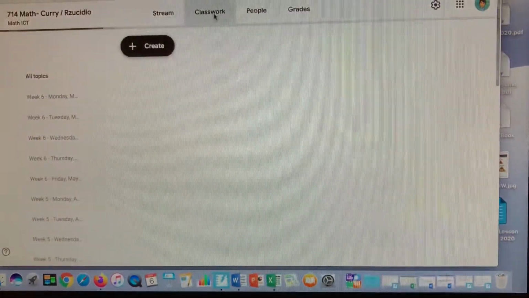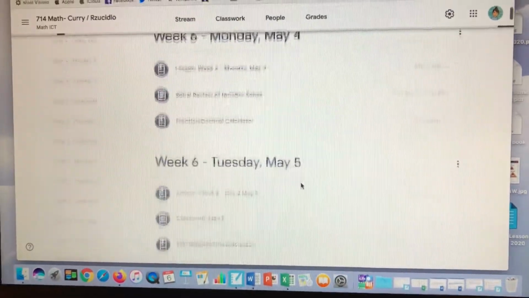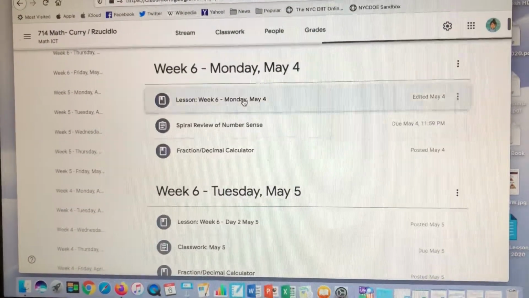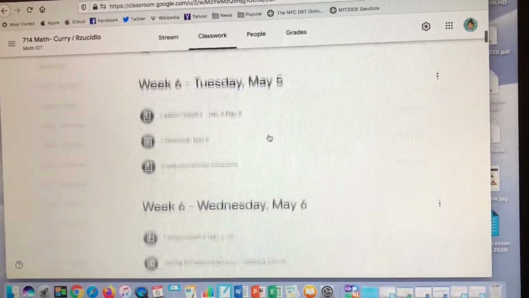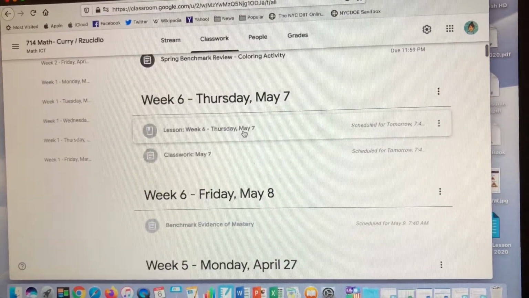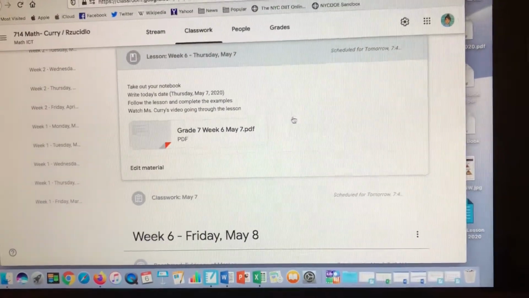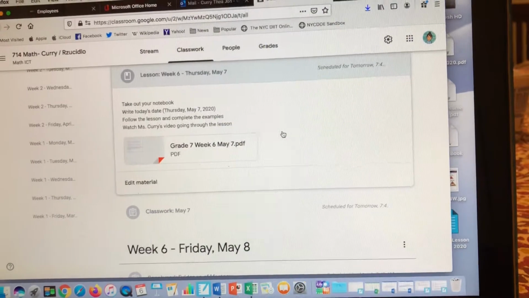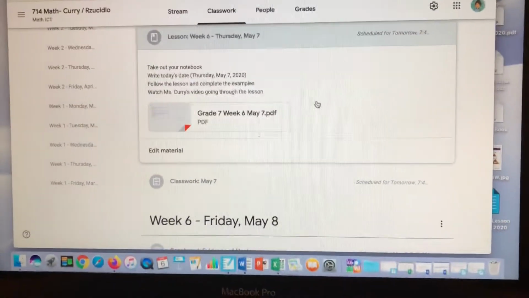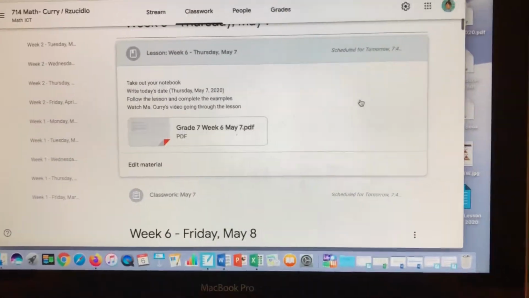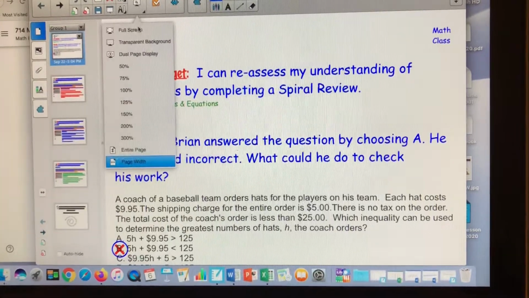Okay, today for classwork, again, you go up to the classwork, you have your notebook out, we pull up the lesson. Nope, I'm on the wrong day, I am sorry. Go down to Thursday, pull up the lesson. Write down today's date in your notebook, Thursday, May 7th, and you are going to follow the lesson and do all the problems in your notebook. So let's take a look at our lesson. So here we go.